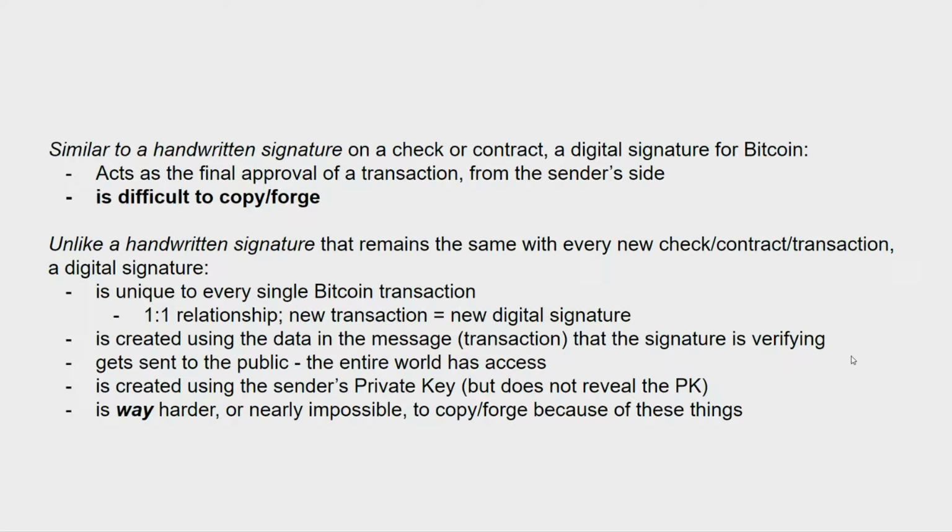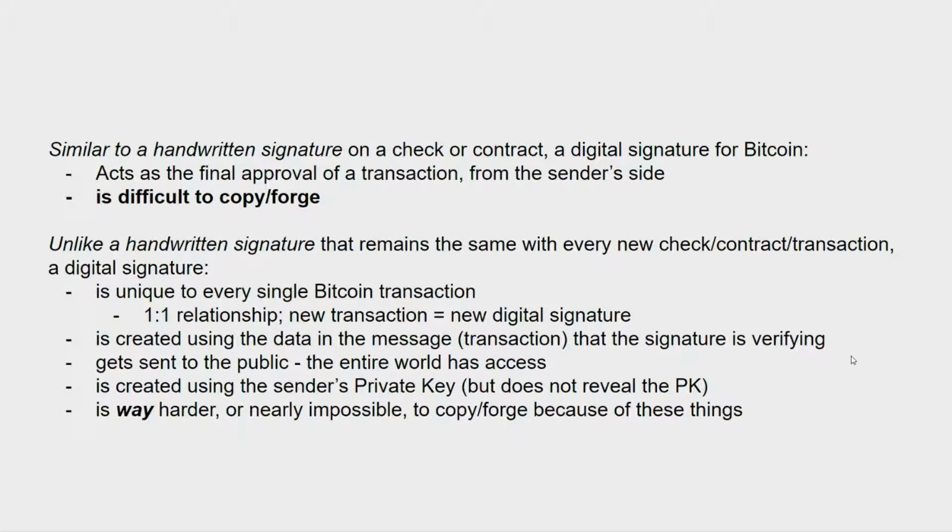Similar to a handwritten signature on a check or contract, a digital signature for Bitcoin acts as the final approval of a transaction from the sender side and is difficult to copy or forge. But unlike a handwritten signature that remains the same with every new check or contract, a digital signature is unique to every single Bitcoin transaction. There's a one-to-one relationship, meaning a new transaction produces a new digital signature every single time.